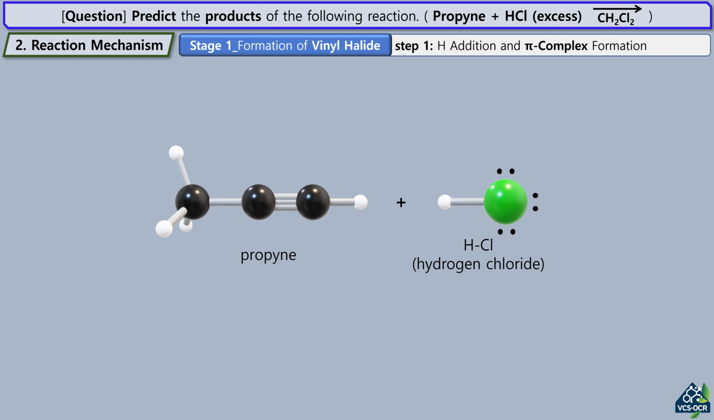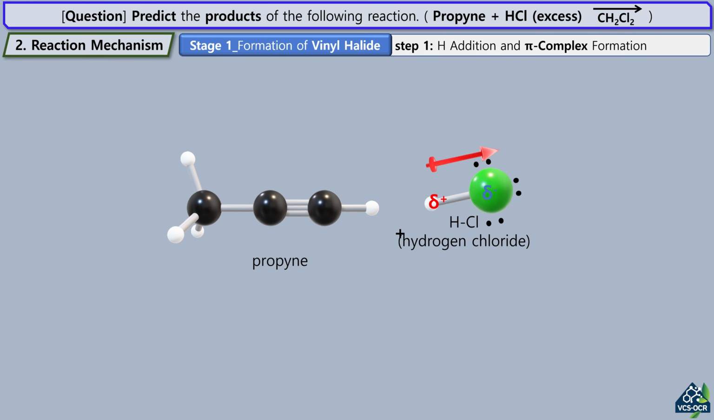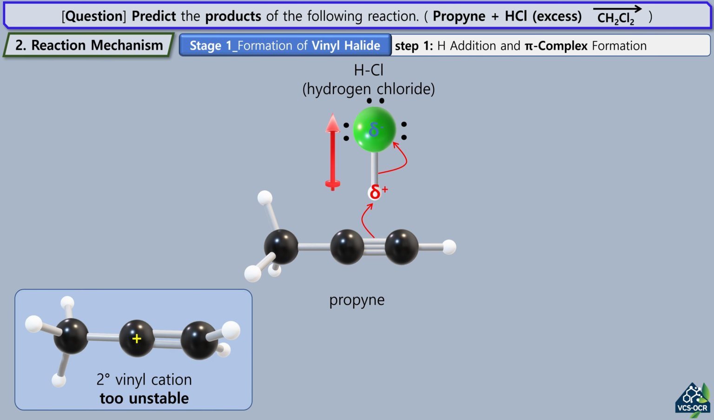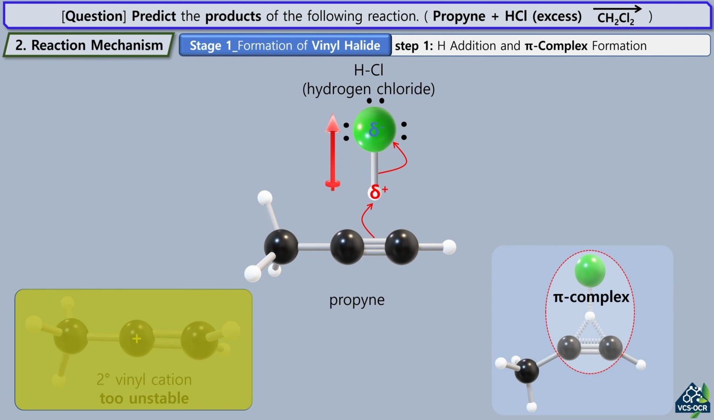The Cl atom's high electronegativity polarizes the HCl bond towards Cl, leaving the hydrogen electrophilic. The electron-rich pi bond of the alkyne protonates that hydrogen. It is highly unlikely that the relatively unstable secondary vinyl cation, which has a stability comparable to a primary carbocation, forms during this process.